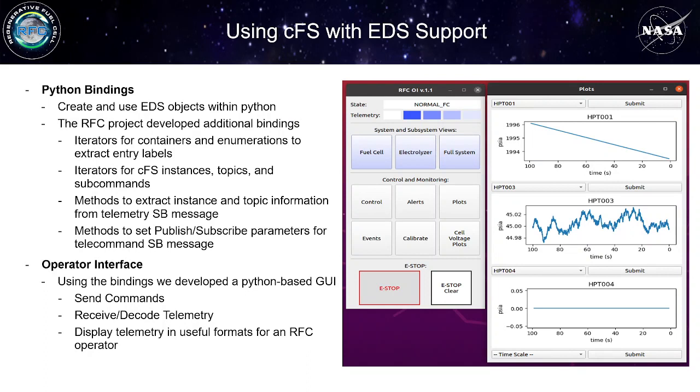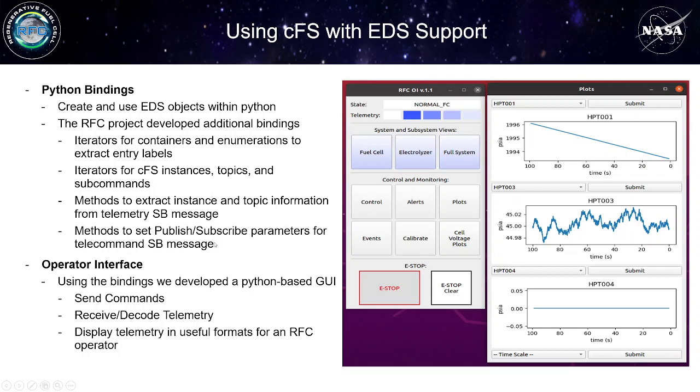Now for the Python bindings, like I said, we use these to create and use EDS objects within Python. This is where the RFC project has actually helped in development, because we've created some of these bindings out of necessity for this operator interface. So we have iterators for containers and enumerations to extract entry labels. We've got iterators that loop over all of the instances, in our case, the hardware sim and the operational program. We iterate over the topics for telemetry and telecommand, and subcommands if necessary.